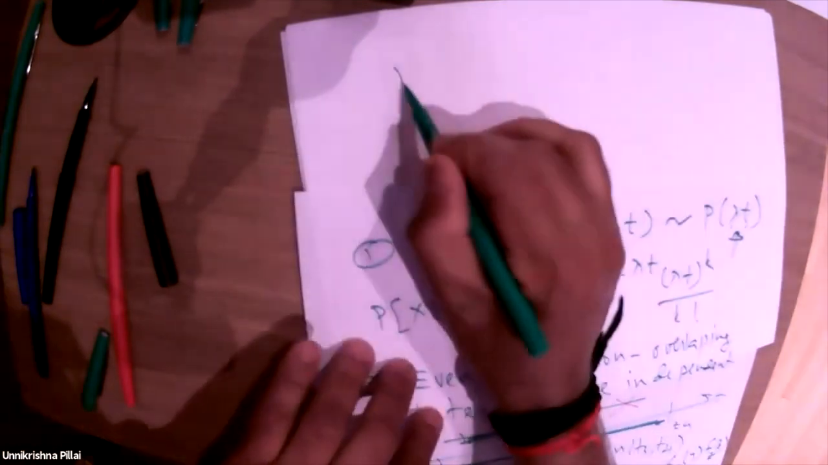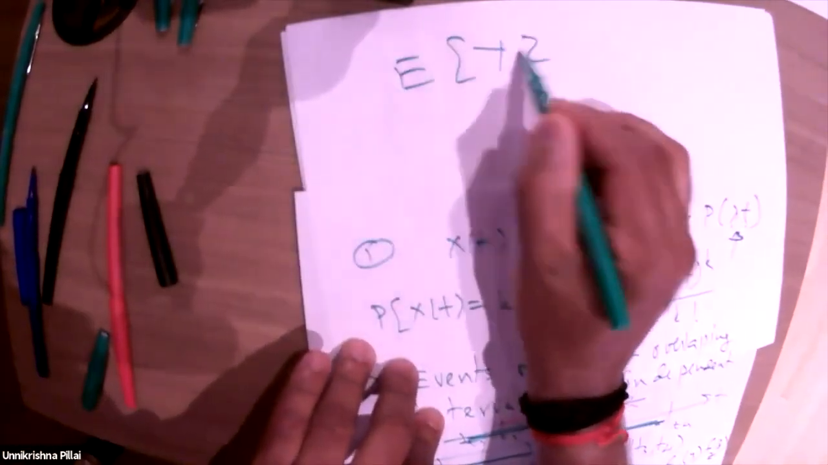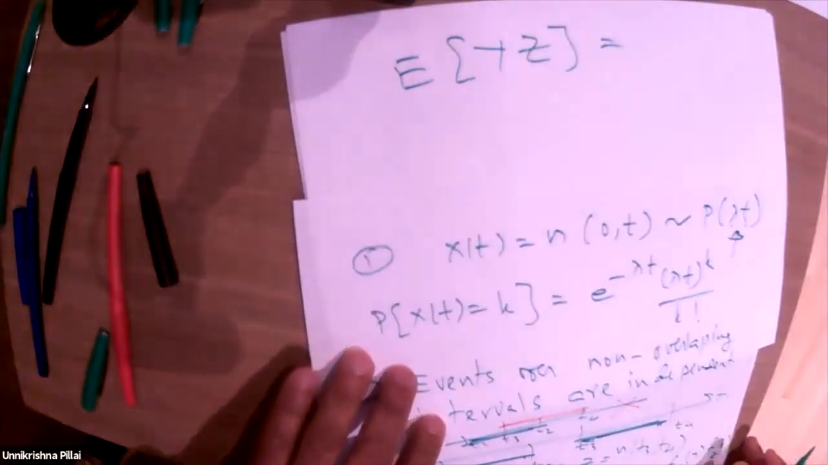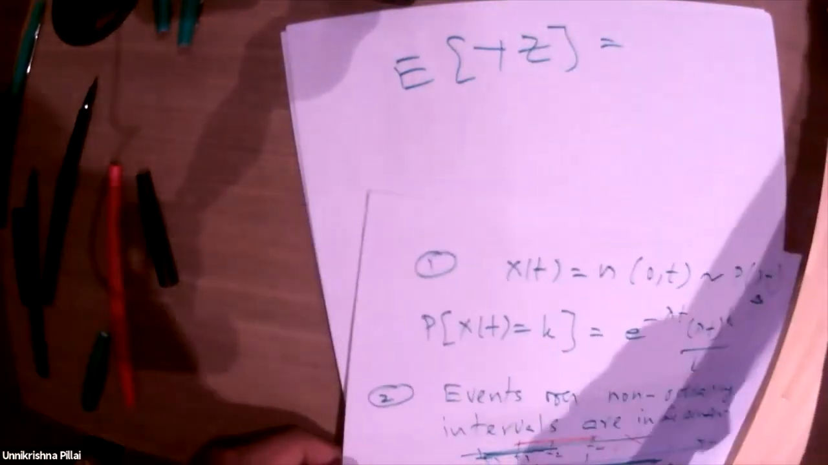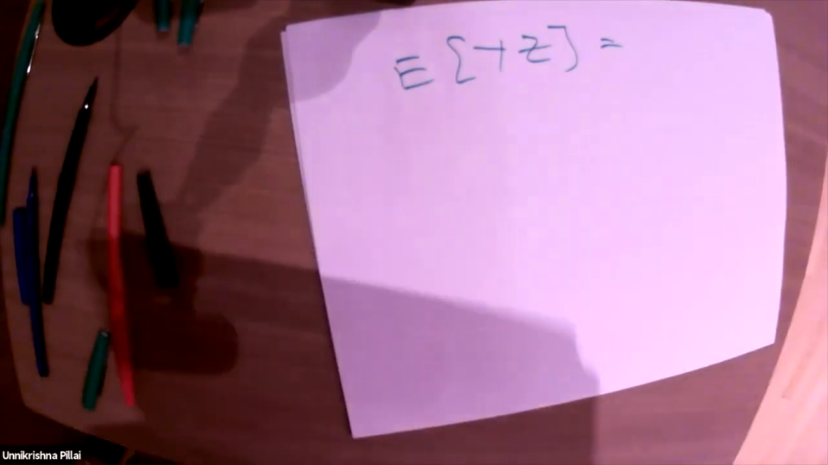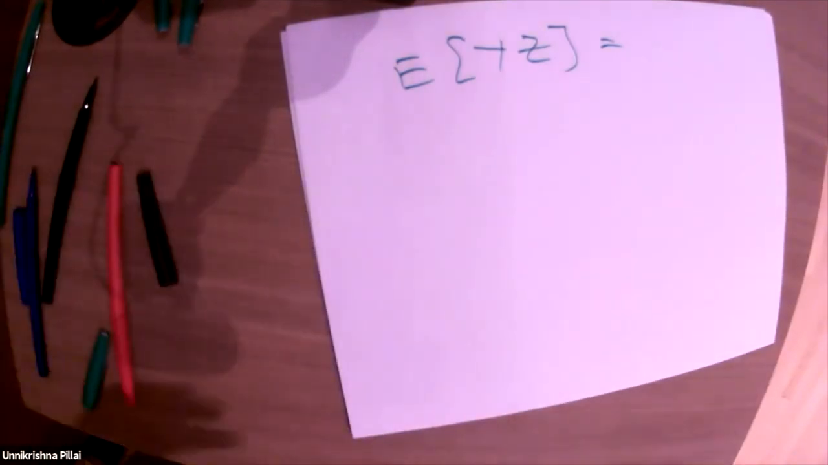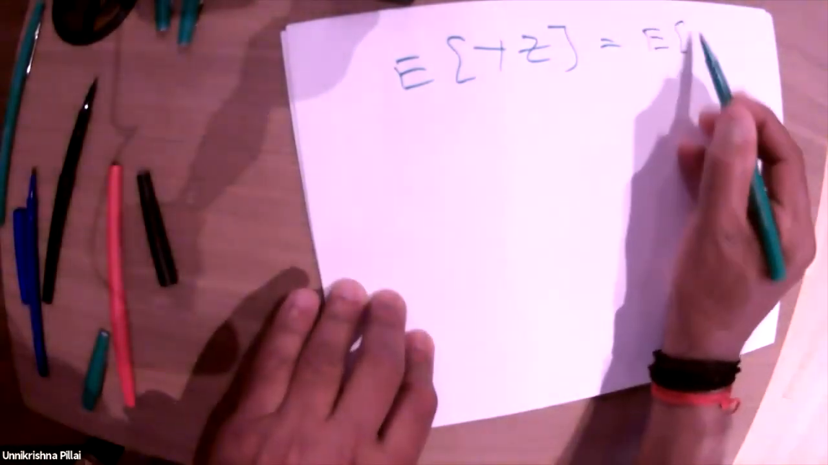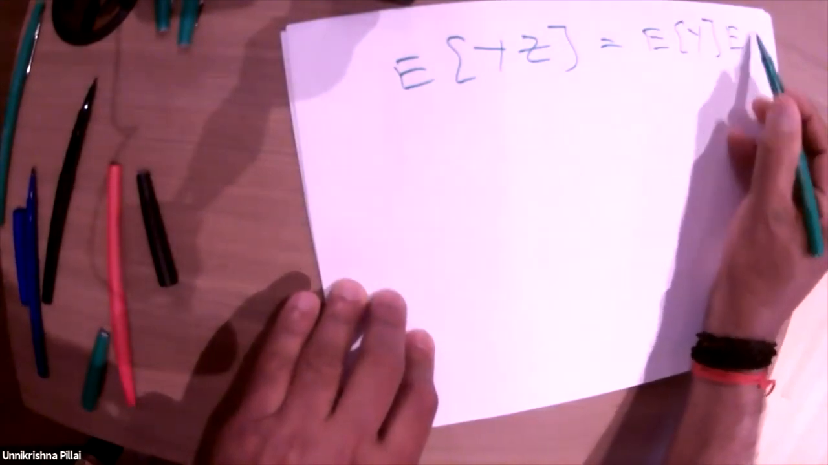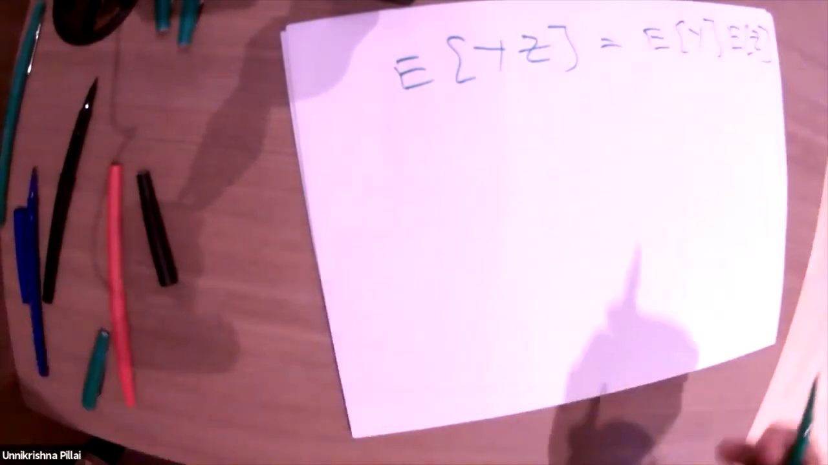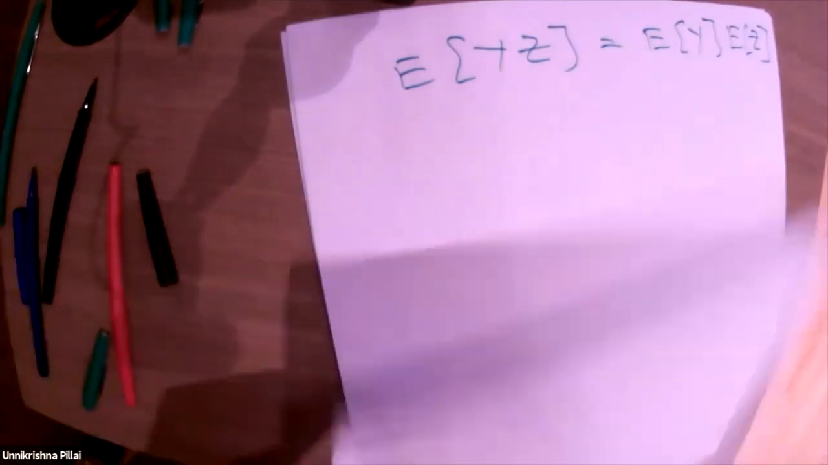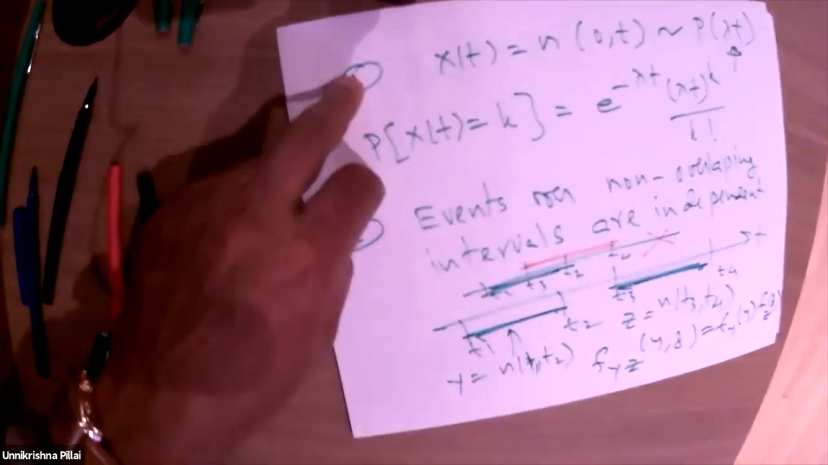So if the random variables are independent, what happens to this? Anybody? This can be written as? If Y and Z are independent, expected value of YZ would be, right, so this is also true. So that's what Poisson process is. So what is a Poisson process? Not just the one property, you need two conditions.